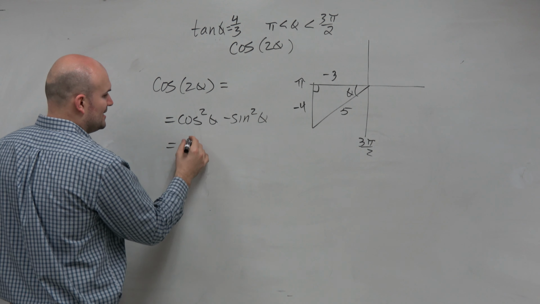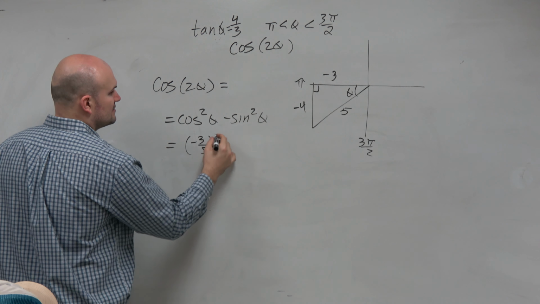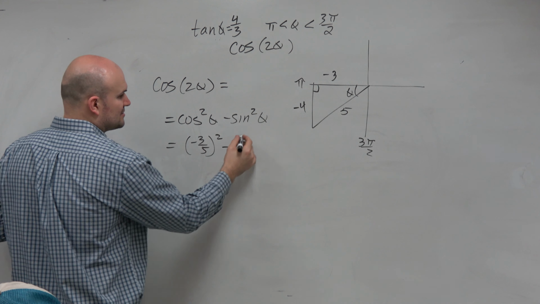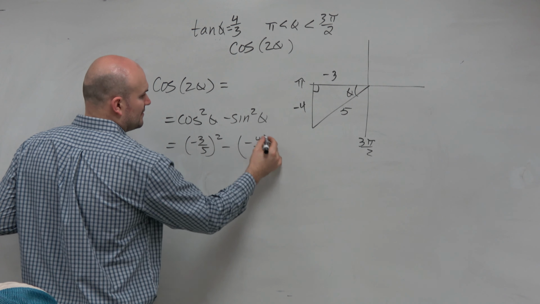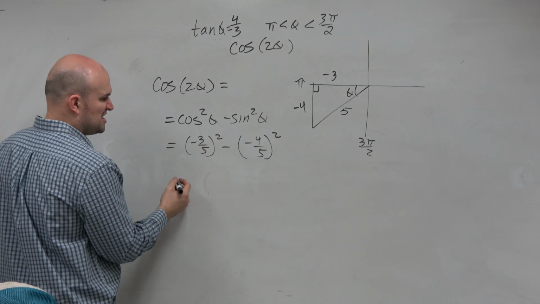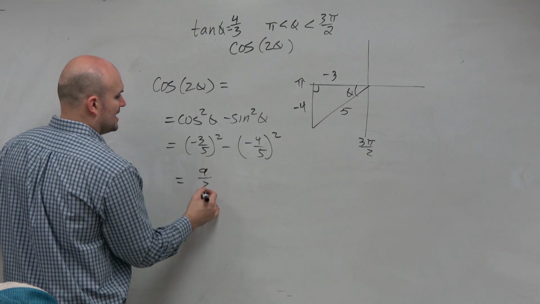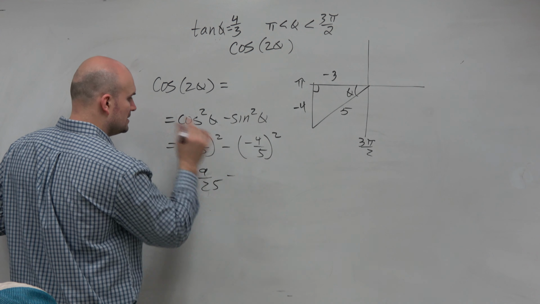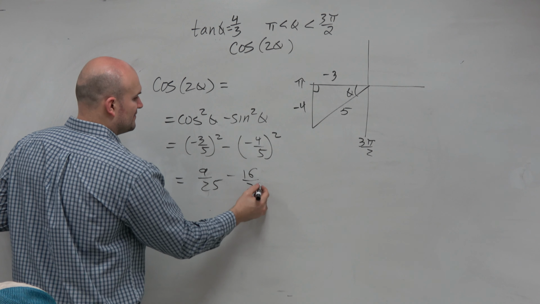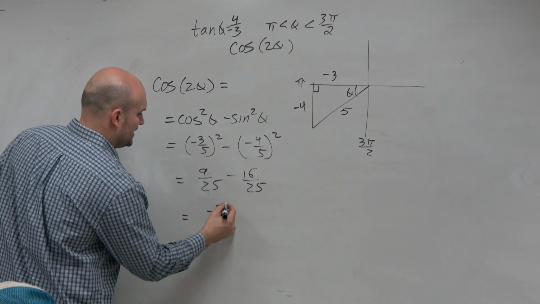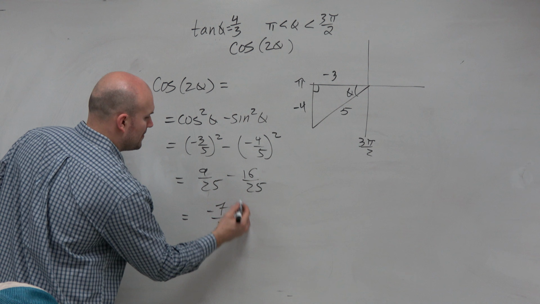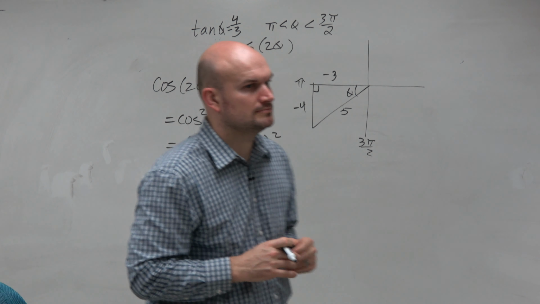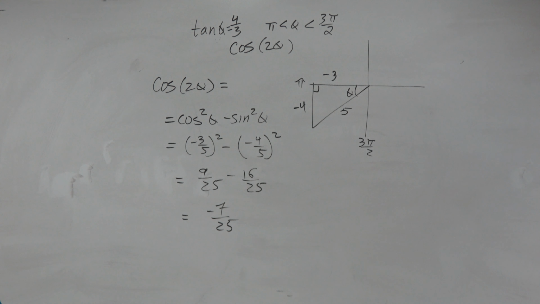Cosine is going to be -3/5 squared, minus sine, which is -4/5 squared. That's a little bit of math here. 9/25 minus 16/25, which equals -7/25. There you go. Not too bad. I kind of like that stuff.